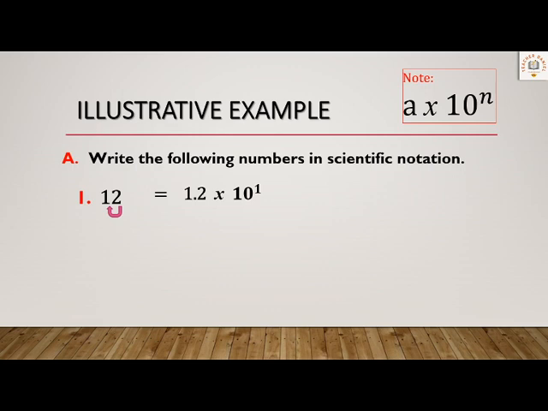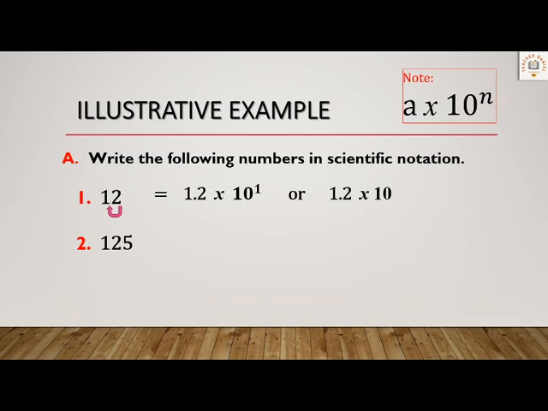Now, the question is, teacher, saan po nakuha yung exponent na 1? Remember, isang beses tayong nag-move ng decimal point going to the left para makuha natin yung A na 1.2. So, dahil isang beses lang tayo nag-move ng ating decimal point at papunta sa kaliwa, kaya ang ating exponent ay positive 1. Okay? Or, pwede rin naman ang iyong sagot ay 1.2 times 10 because 10 raised to 1 is equal to 10. Okay?